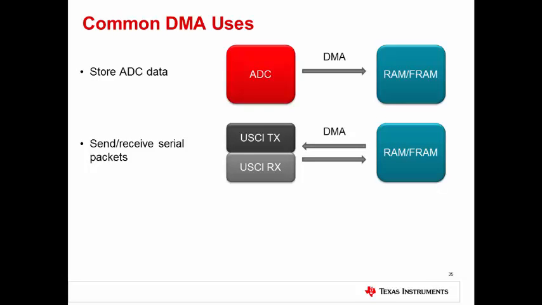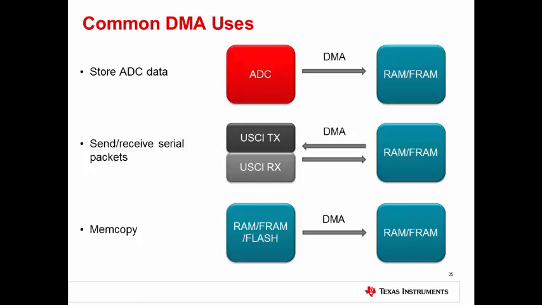Communications such as SPI, I2C, or UART are another very common example. For example, if we wish to send a long packet via UART, we could use the CPU to poll the transmission flag while we send 1 byte at a time. But by using the DMA, we can simply configure it and it will automatically send the whole packet without any CPU intervention.